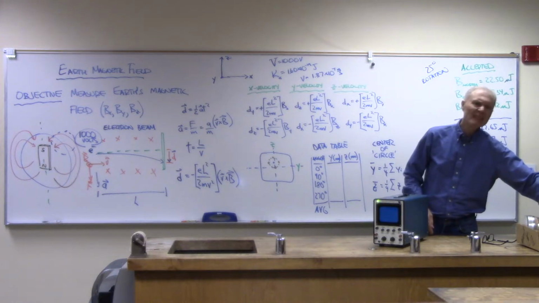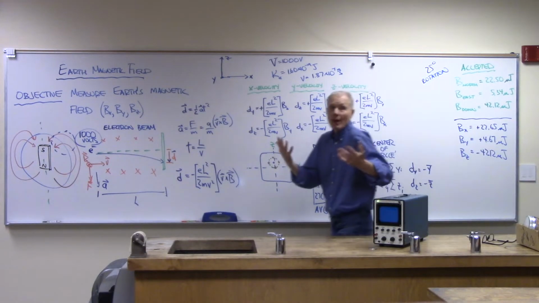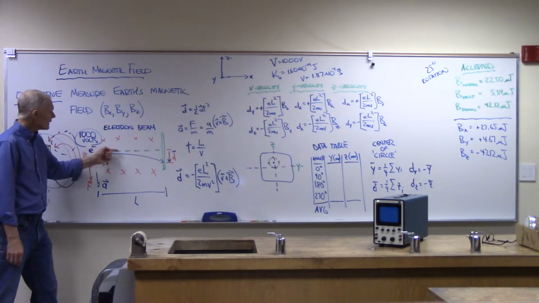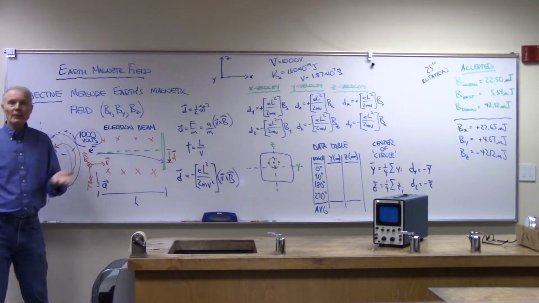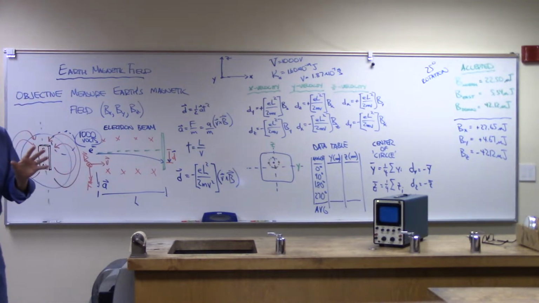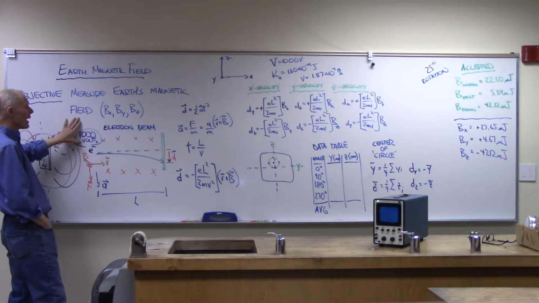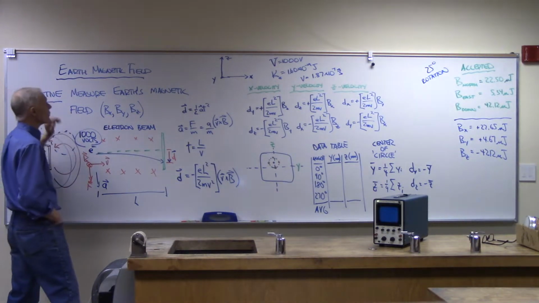What happens if there's a magnetic field along the way? Well, if there's a magnetic field, the electrons are going to get deflected because they're going to experience a force. Let's imagine that I have a beam of electrons generated using 1,000 volts. How fast are they traveling?